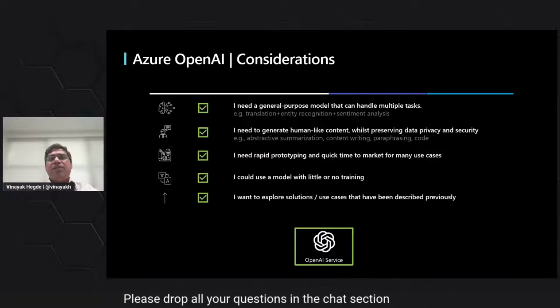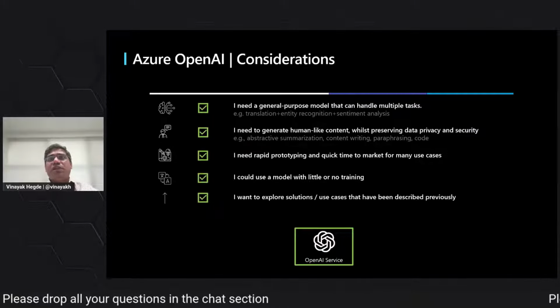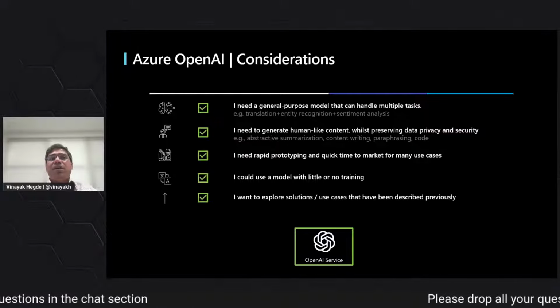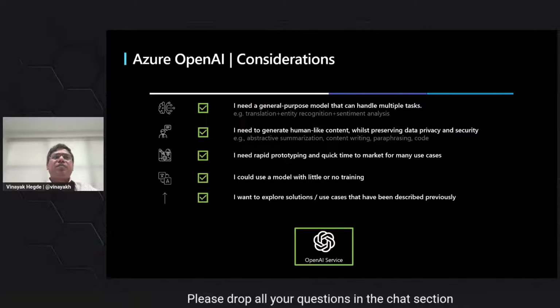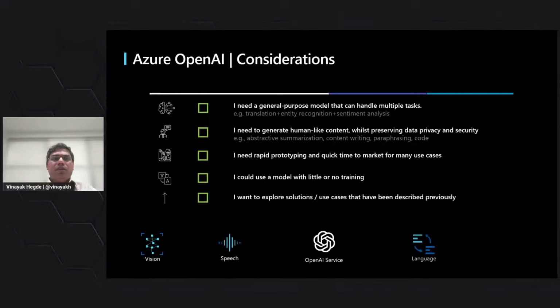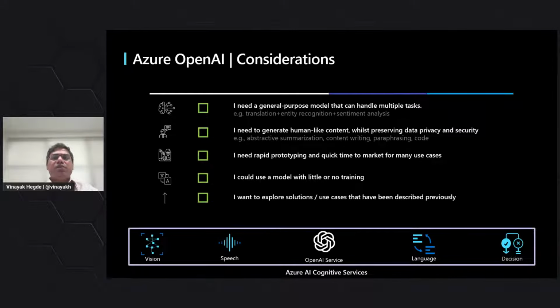And if that works, either continue using that model, or you can actually build your own in-house model if you feel that you can probably do a better job in some very domain-specific things. And you can use the model with little or no training, right? So it uses what is known as few-shot or zero-shot learning in most cases. So you don't have to train the model as well. And you can also explore what it gives you. It gives you the freedom to explore solutions or use cases that have not been described previously. And again, you can use each of these in conjunction with vision, speech, language, decision, and so on.